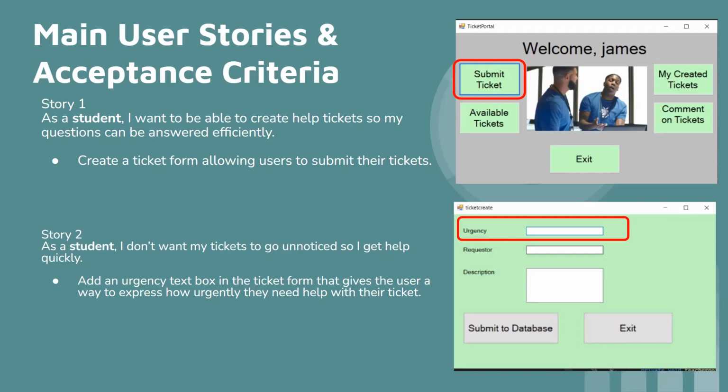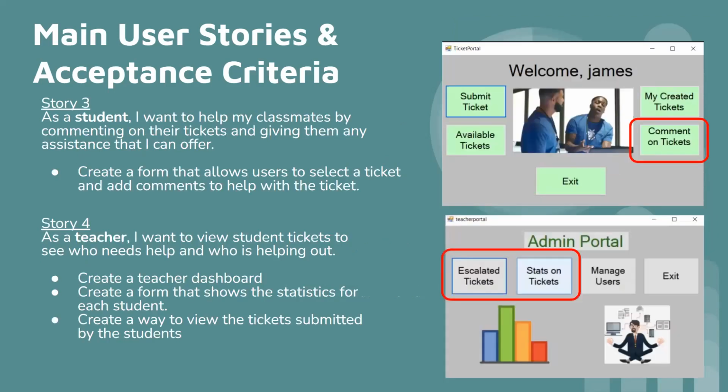We created a submit ticket button that allows users to submit their tickets with their questions about whatever code they need help with or any other questions. For the second story, the students didn't want their tickets to go unnoticed, so they can get help quickly. Sometimes we've all been there. We have questions about our homework and the due date's close, or we really have to get it done. So we added this urgency button that helps students show how urgently they need the answer.